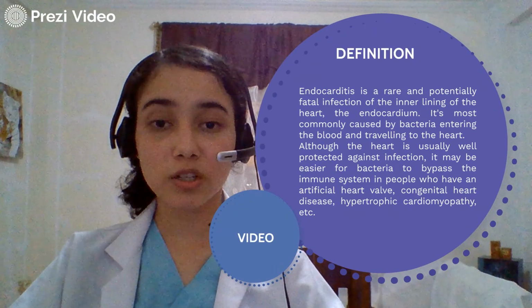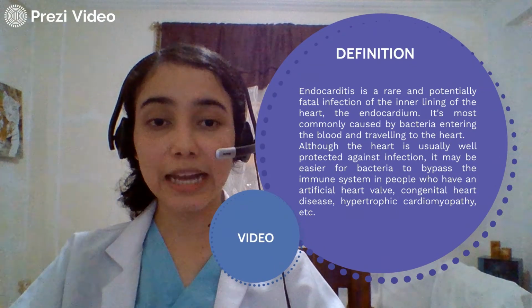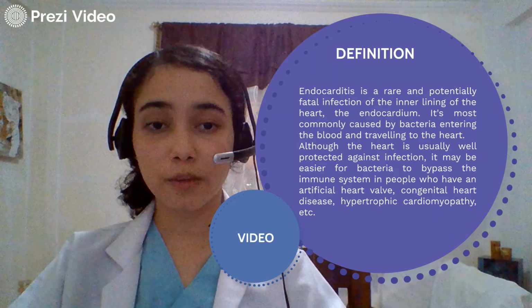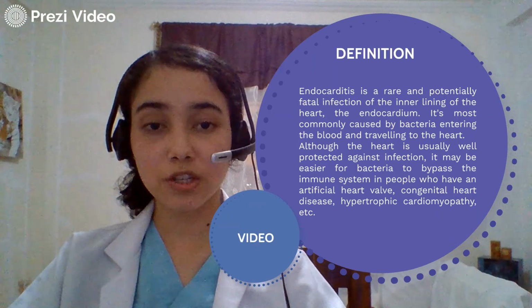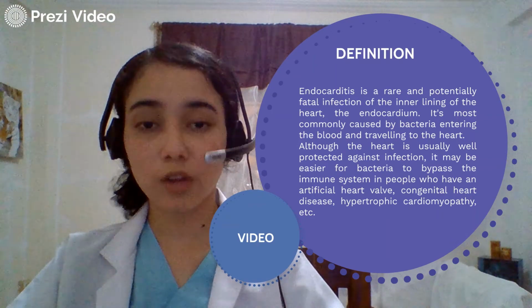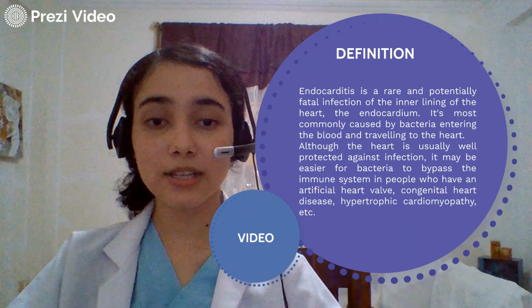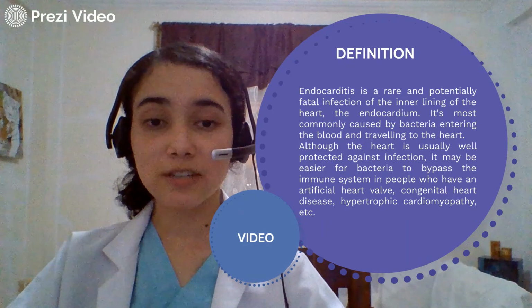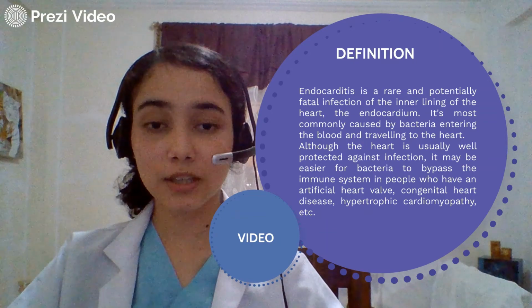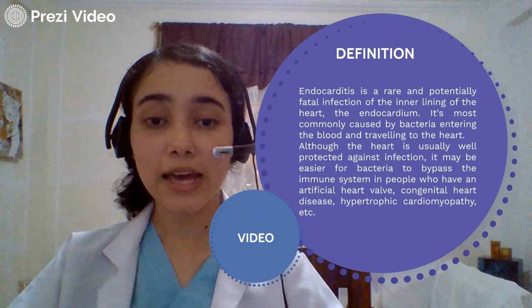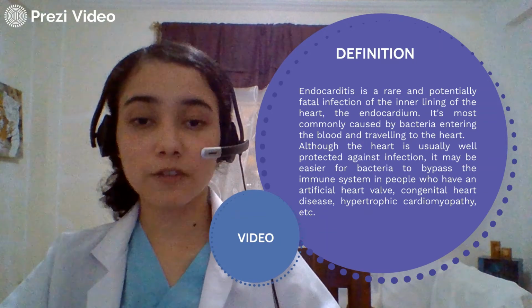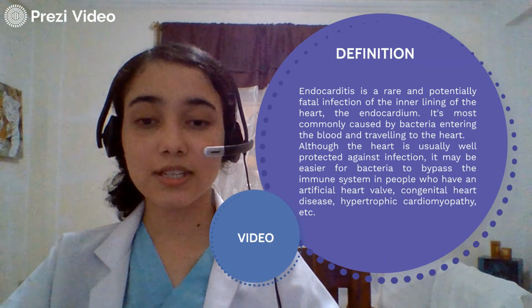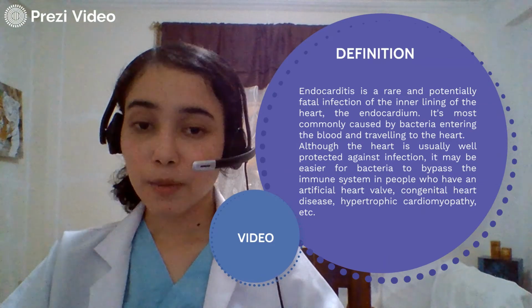Endocarditis is a rare and potentially fatal infection of the inner lining of the heart, the endocardium. It's most commonly caused by bacteria entering the blood and traveling to the heart. Although the heart is usually well protected against infection, it may be easier for bacteria to bypass the immune system in people who have an artificial heart valve, congenital heart disease, hypertrophic cardiomyopathy, and others.